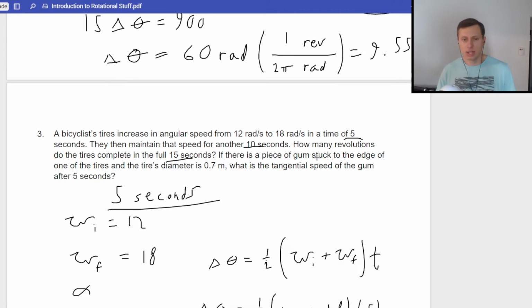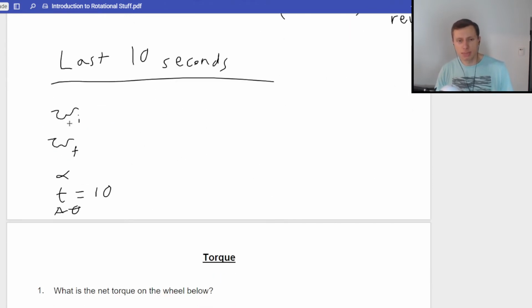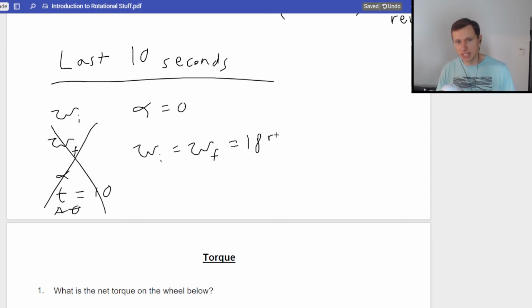Why is that important? It's important because if you use the 5 variables method, there's not a single equation that's going to work out for you because omega initial equals omega final and alpha is actually 0. I'm going to write that down. Alpha equals 0 because omega initial equals omega final, and they both equal 18 radians per second. If you try and plug this into any of your equations, you're just going to get a nonsensical answer. You can even try it on your own if you don't believe me.